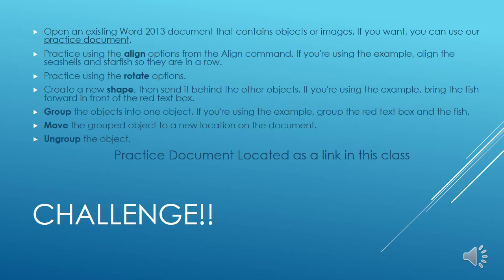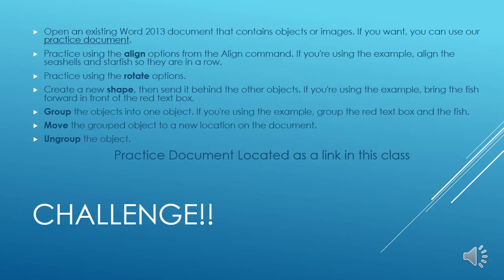Time for another challenge. Now this challenge is about arranging objects. So you can either open an existing Word 2013 document that contains objects or images if you want, or you can use the practice document, which I've included a link in this class under comments, and it's categorized as arranging objects. Practice using the align options from the align command. If you're using the practice document, align the seashells and the starfish so they are in a row.